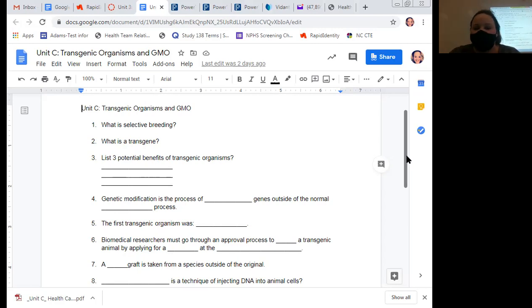So if I were to get a skin graft from Mr. Harris, okay? Number 8, blank is the technique of injecting DNA into animal cells. I took that word for word from this back page. Microinjection is a technique of injecting DNA, deoxyribonucleic acid, into animal cells. And so that's when we saw that really small embryo cell and we saw that needle puncture through to inject that DNA material. Okay, any questions on our quiz?